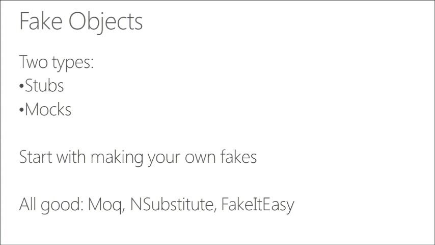The two types of fake objects. The easiest type is a fake object that just does nothing. So it returns null. It's a stub. It does nothing. So when my order controller calls order service, nothing will happen. That's the easiest, and that works in quite a lot of cases.